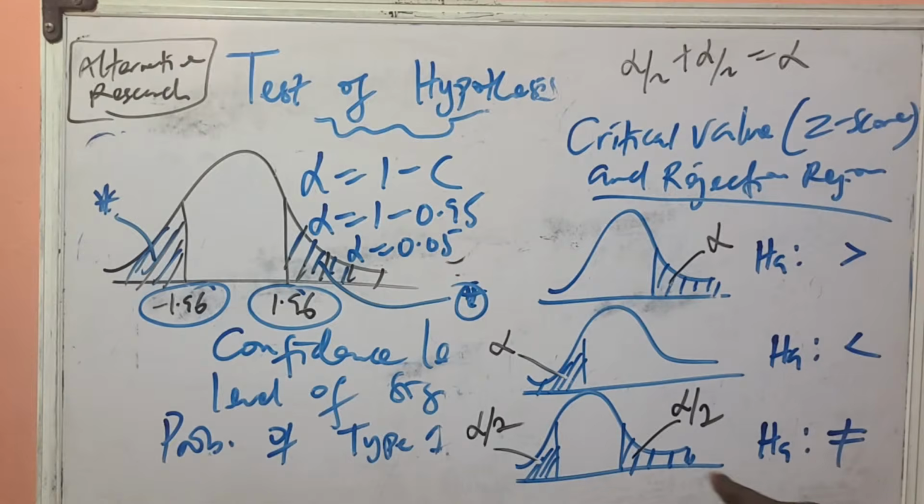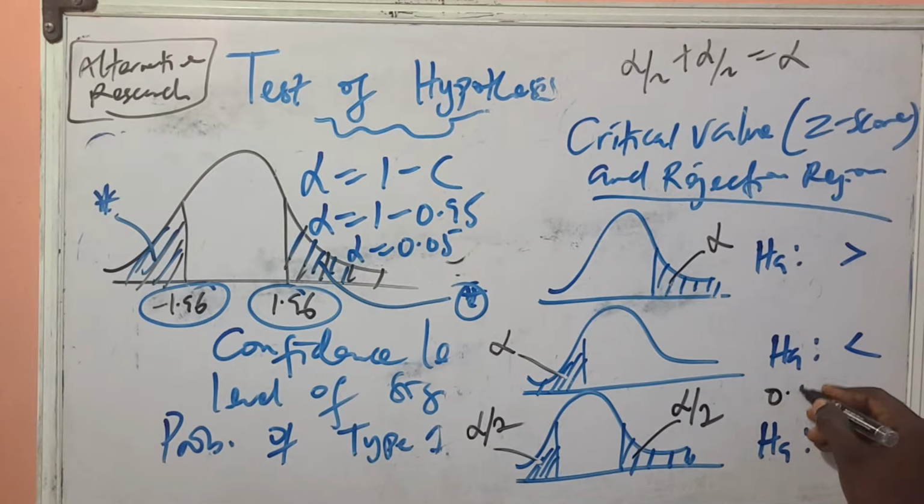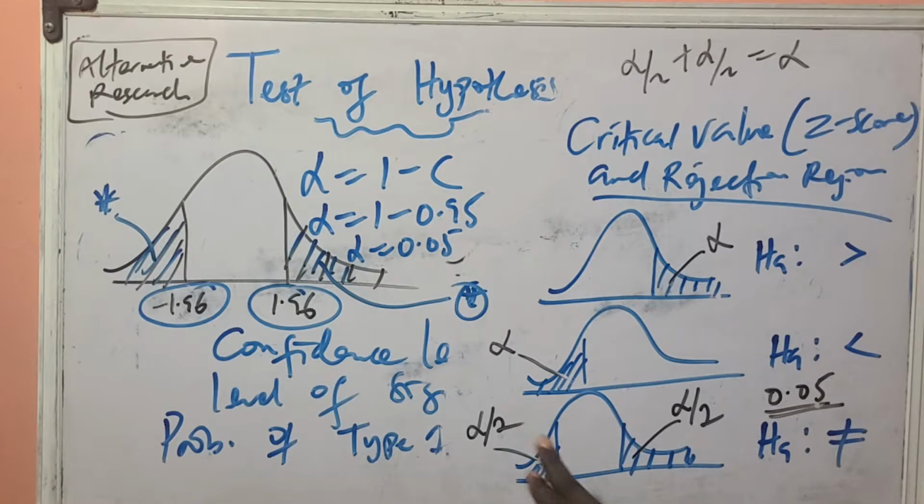Now, if alpha was 0.05, this was your alpha that they gave you in your question, and you're dealing with a two-tail test, that means your area for the left-hand side will be 0.025. You divide this by 2, and this area also will be 0.025. That's the way you deal with questions of this sort.